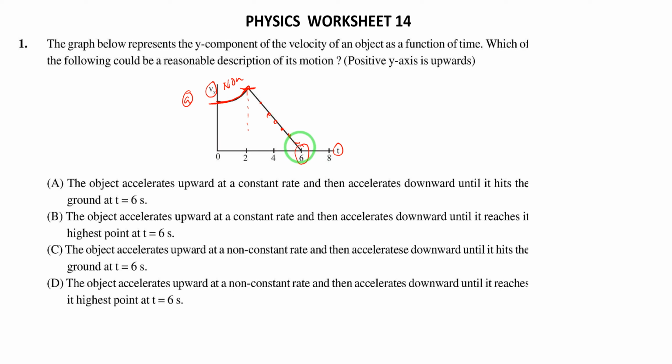So from this analysis, we can see A option has constant rate, B option has constant rate of acceleration in upward direction, which is not possible. C has non-constant rate of acceleration, but accelerates downward till it hits the ground. Means it is saying that at 6 seconds the velocity is 0, but it hits the ground, which is not the case because the body has not returned so far. So the answer will be D only. It has non-uniform acceleration and acceleration downward until it reaches the highest point at t equals 6 seconds. 6 seconds is the highest point. Okay.